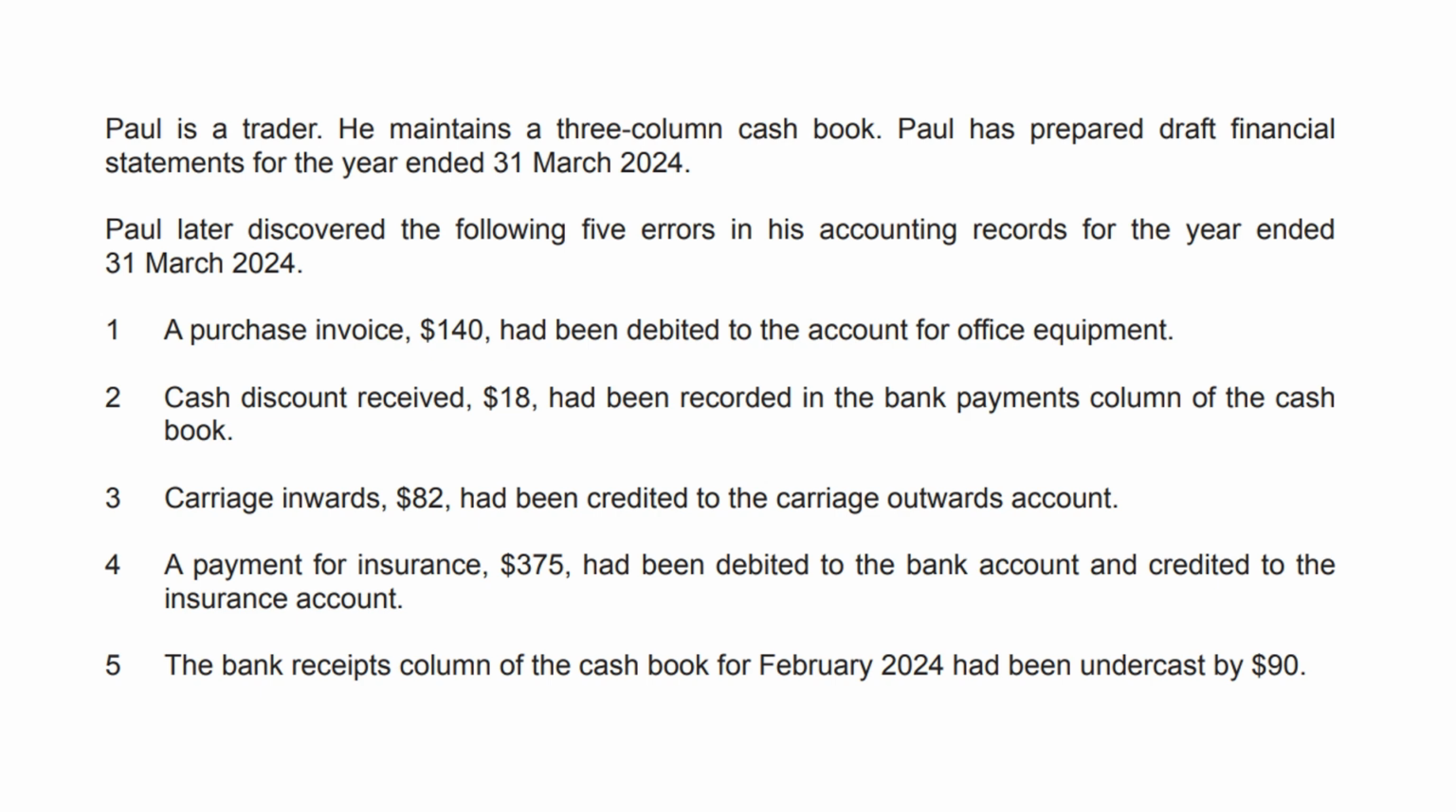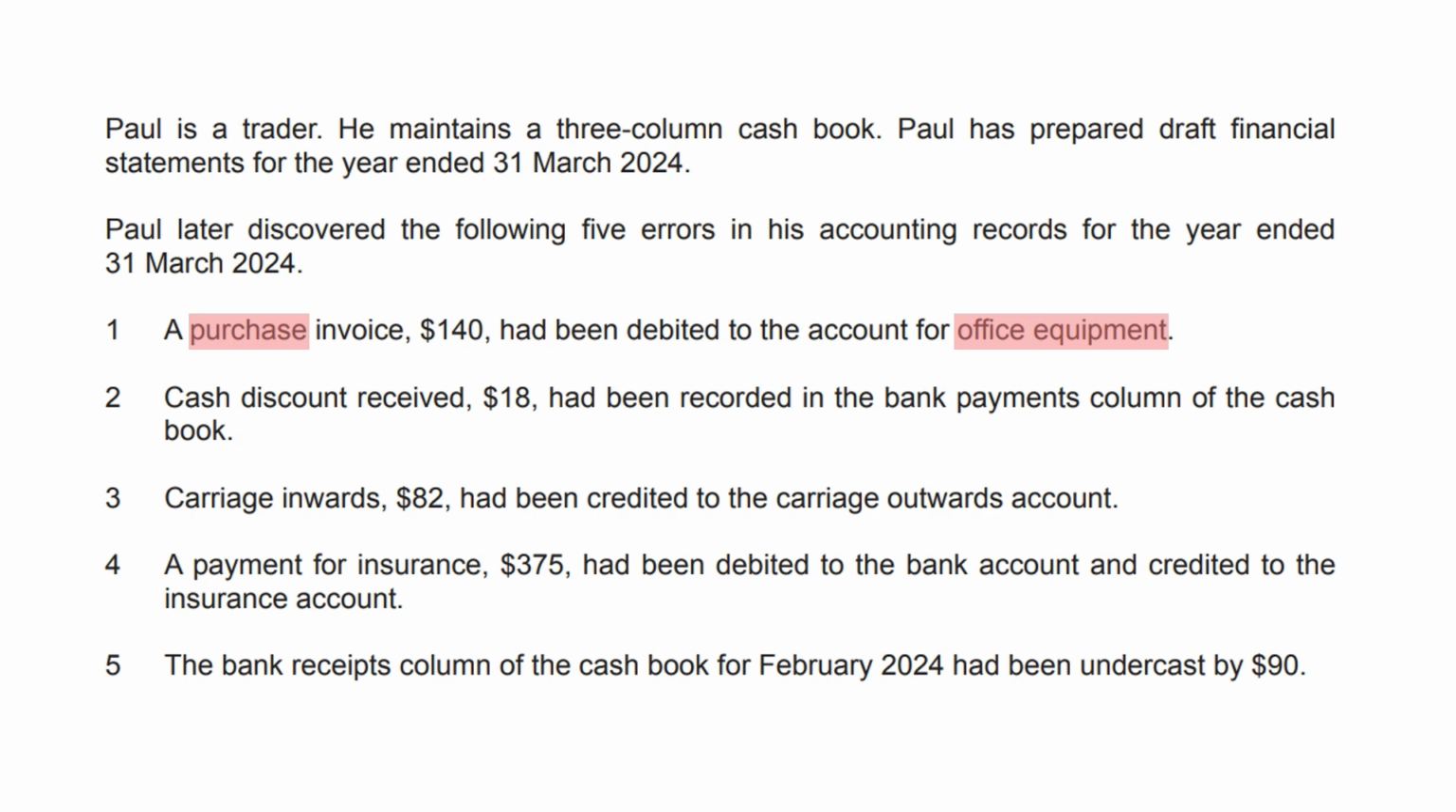Let's go back and take a look at error 1. It says a purchase invoice $140 had been debited to the account for office equipment. So generally, when there is a purchase invoice, that means you have purchased goods, maybe on credit or maybe on cash. So let's assume that it was on credit.